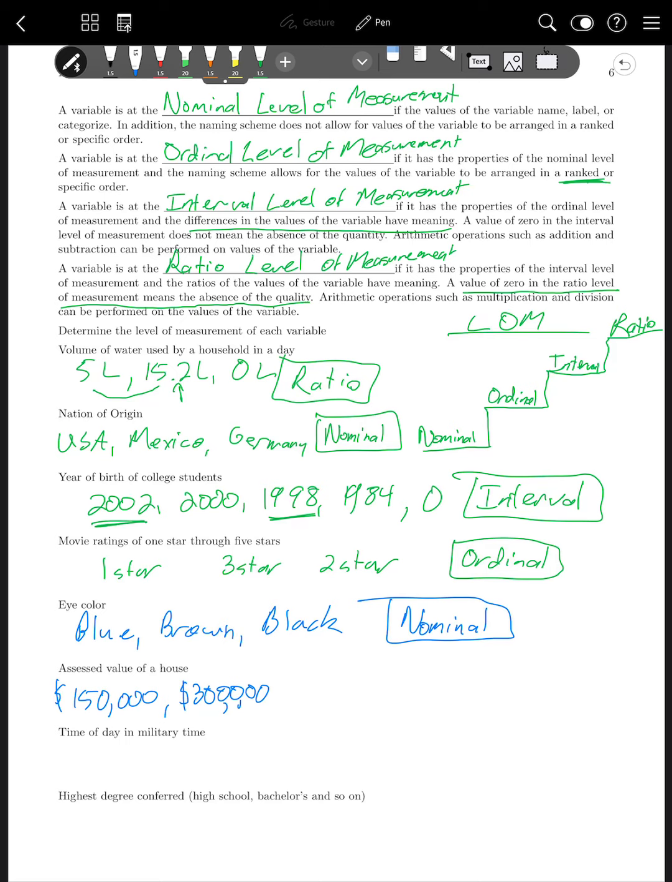300,000 minus 150,000 is 150,000. That means this house is $150,000 more expensive than this house. So that has a meaning. So now we're interval. And now we're talking about the value 0. Well, a house assessed at $0 means that house has no value. So that has meaning. So that means this is at the ratio level.